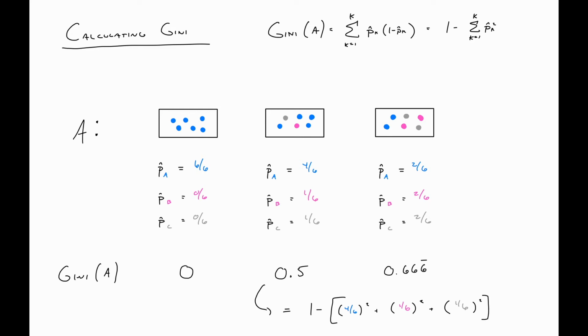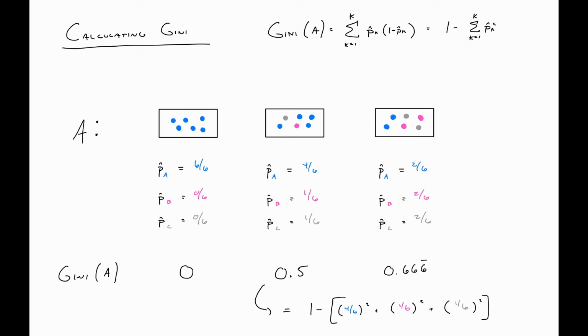And if we compare that to the furthest right here, it's 2 blue, 2 gray, 2 pink. So they all have the same probability. So we see a Gini of 0.666 repeating, of course. So that is the most variable, the most impure. So we like this one the most, this one the second most, this one the third most.